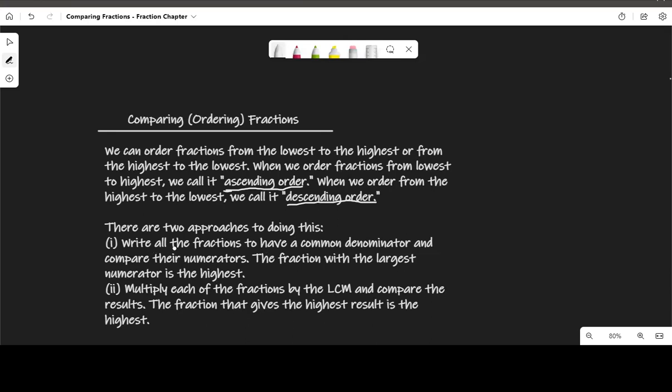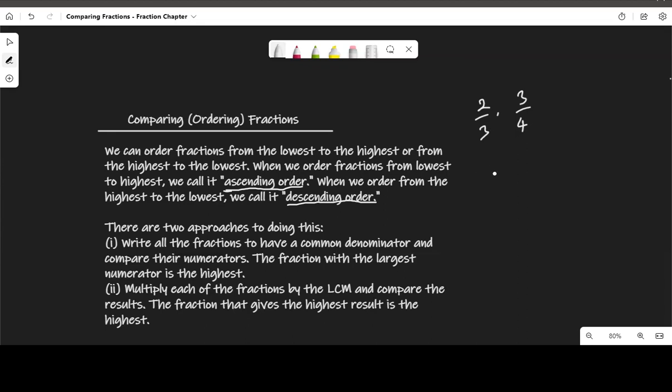One of the approaches is to write all the fractions to have a common denominator and then compare their numerators. The fraction with the largest numerator is the highest. So for example, if I have 2 over 3 as one of the fractions, and 3 over 4 as another fraction, for me to know which of these is bigger, one of the ways is to write the two fractions to have a common denominator. To get the common denominator, the LCM of 3 and 4 is 12.